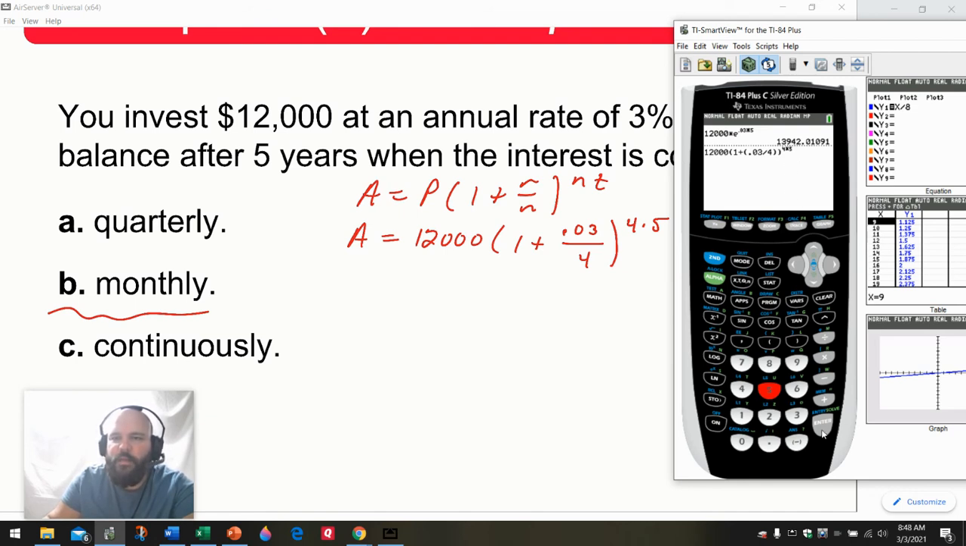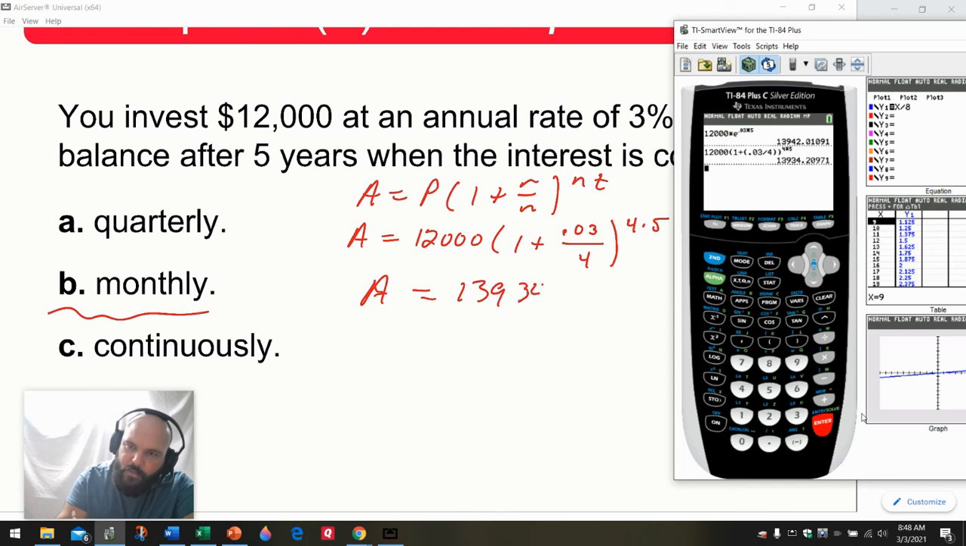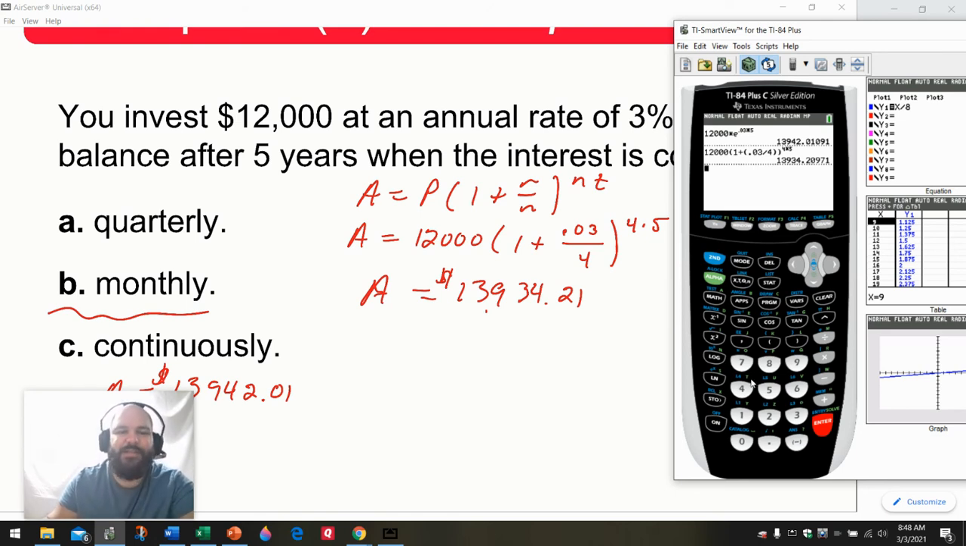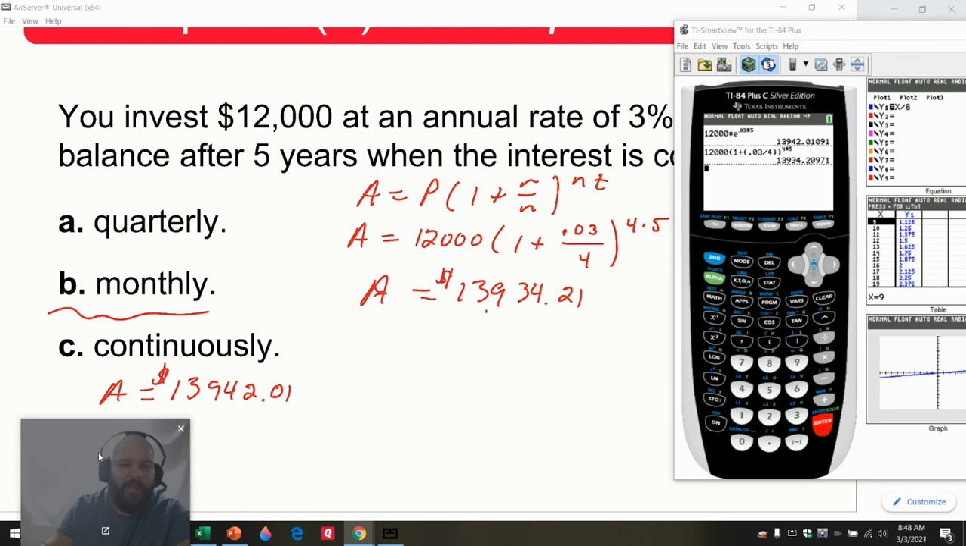Now, typing that in, and go ahead and hit enter, and you can see that I would have $13,934.21. All right. Now, that is slightly less than the $13,942.01 that we got from the compounding continuously. And it should be because it means the interest is not being rolled in as quickly, so we're not earning interest on our interest quite as quickly. So that was for quarterly.